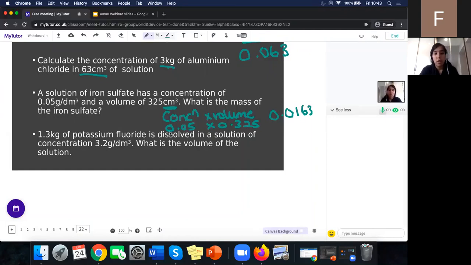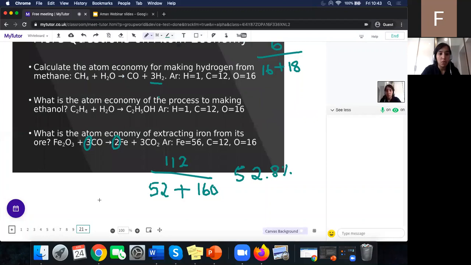Someone's asking, why is the MR of iron oxide 52? It's not. I think that was on this page. 52 was carbon monoxide. 160 was iron oxide.